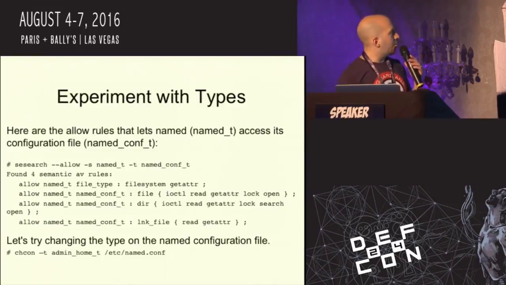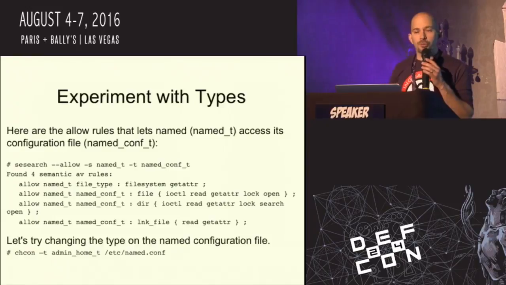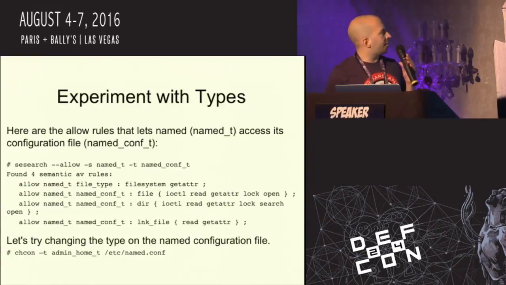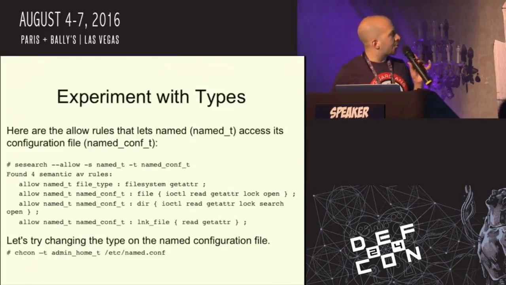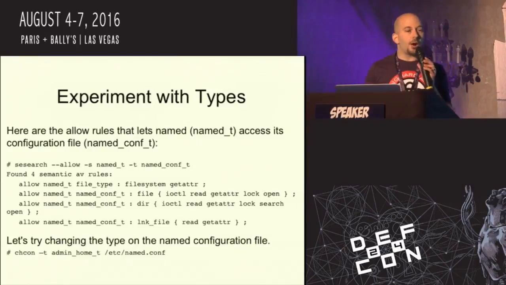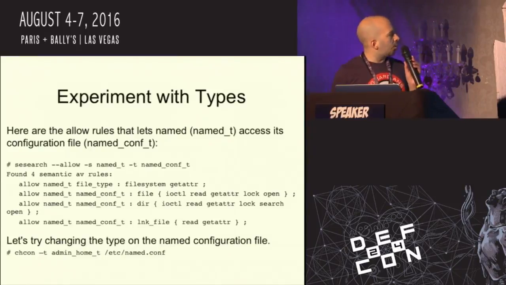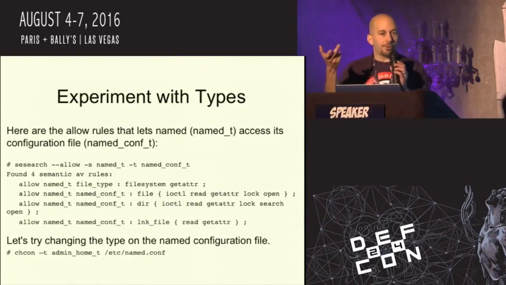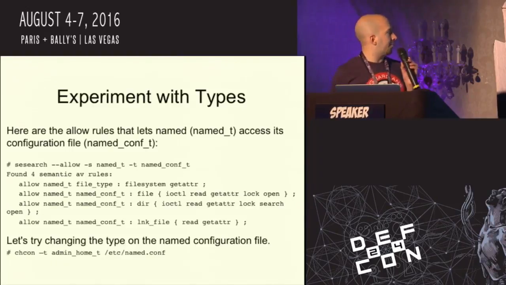Okay, so if you want to understand how the policy's working, one of the most useful tools in SELinux, honestly, is sesearch. You fire up sesearch, you do a --allow or a -A, and say what source domain you're looking for and what target domain you're looking for, and you'll see the rules that basically say named_t is allowed to do this and named_t is allowed to do that.